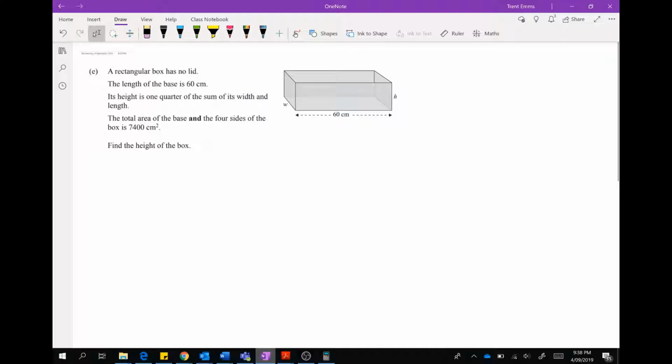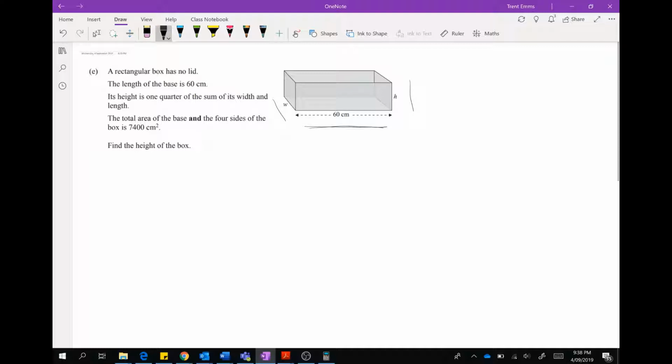Part E. A rectangular box has no lid. The length of the base is 60 centimeters, so that's the base there. Its height is 1/4 of the sum of its width and length. So that's the length, that's the width, that's the height.